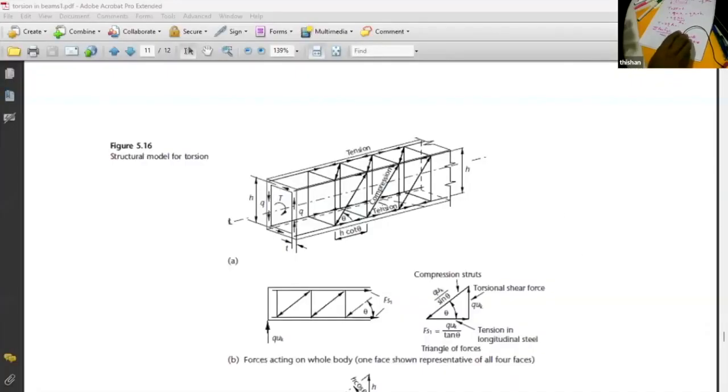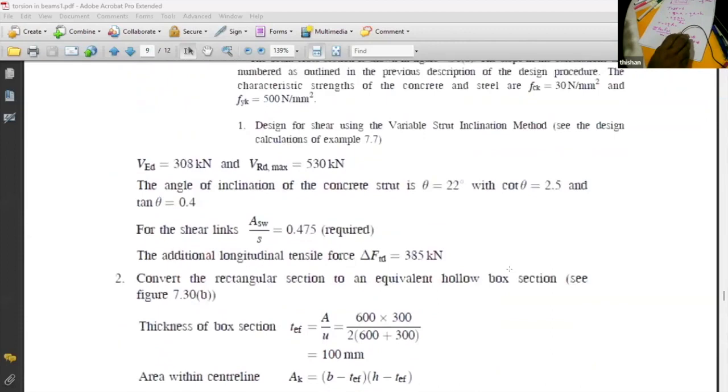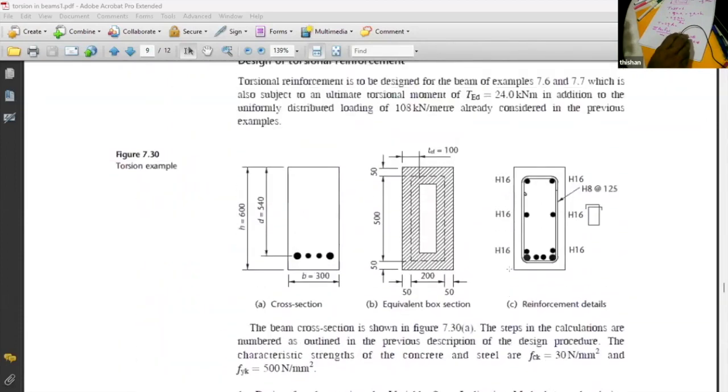So we have two equations. One is this one, where we have the diagonal torsion and the longitudinal reinforcement. The other one is the vertical reinforcement. So we now look at the whole perimeter. What is the perimeter? The perimeter is uk. And if you look at uk, we just look at the example.